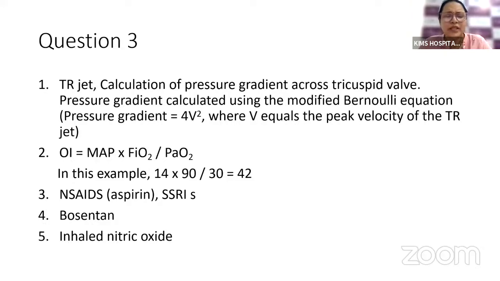So an OI of more than 20, or some textbooks say 25, is taken as an indication to start inhaled nitric oxide. And an OI crossing 40, especially when we are on high frequency ventilation, and if multiple blood gases taken more than 1 hour apart are showing OI more than 40 on maximum settings on high frequency, then this is taken as an indication for ECMO or extracorporeal membrane oxygenation.